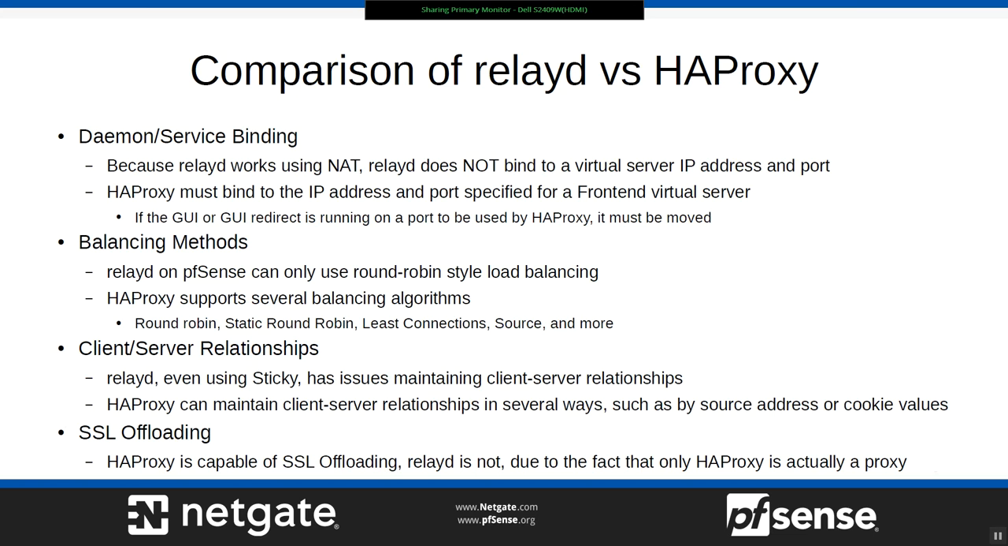Now for SSL offloading, RelayD being just a relay, it can't do that. It just passes connections through, the connections don't terminate. But HAProxy can do SSL offloading, where all of the SSL/TLS certificate processing and the encryption, decryption, all that can happen on your firewall at the HAProxy step if you want to.